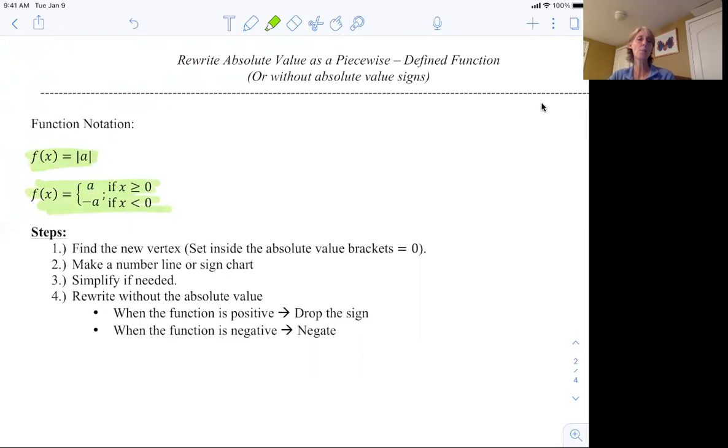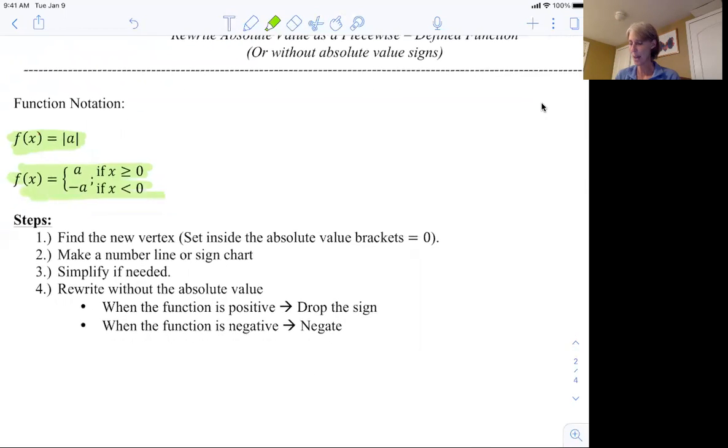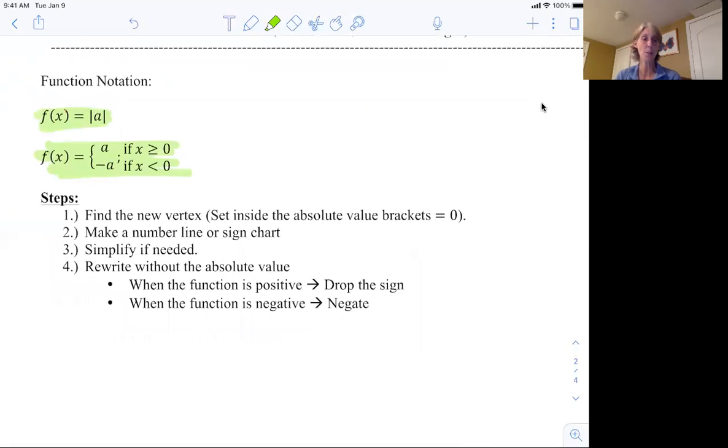So basically the steps: we're going to find a new vertex, because think about it, that's where we're going to switch from one line to the other. And to do that, we set inside the absolute value brackets equal to 0. Then we're going to make a number line, or what we call a sign chart. Okay, we're going to test each interval. And then we're going to simplify if we have to.